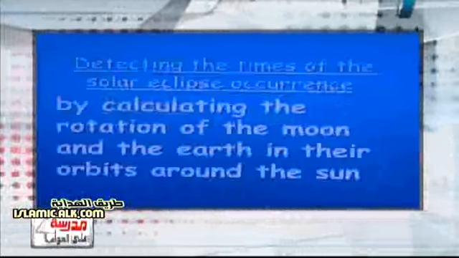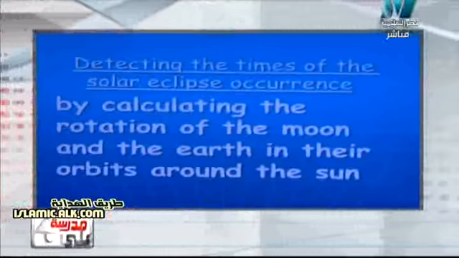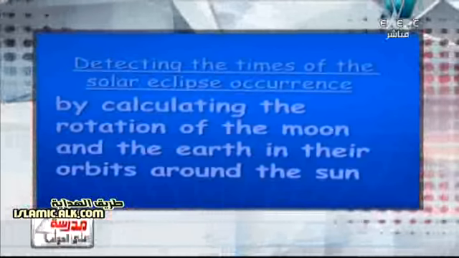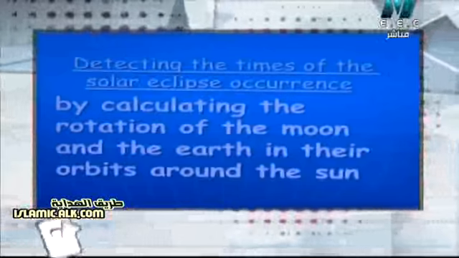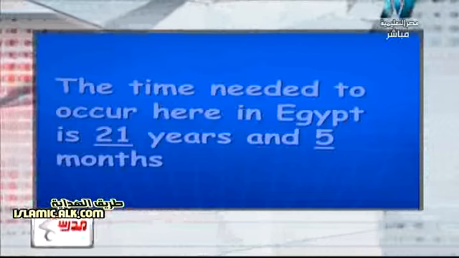Okay, so detecting the times of solar eclipse occurrence by calculating the rotation of the moon and the earth in their orbits around the sun, we can say that the time required for this phenomenon to occur is 21 years and 5 months. So now we have a caller from El Fayoum, our dear friend Bassam.